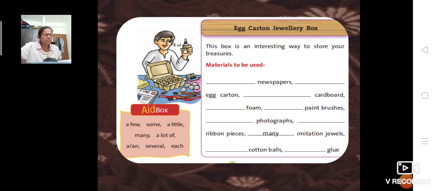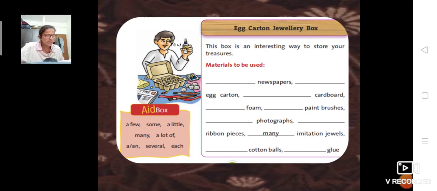So he has a few things already kept. You can see that Swami has a few things there. In the picture you can see cardboard boxes, glue, some cards, cheese, newspapers, brushes, ribbon, cotton balls, and the color paper is also there. I think all this is going to be used to make this jewelry box.